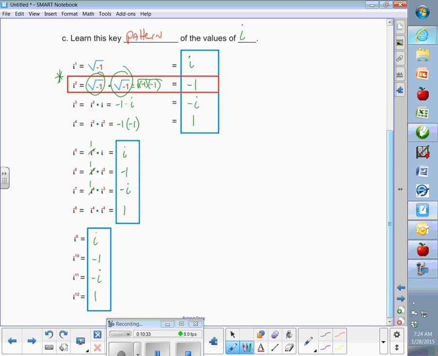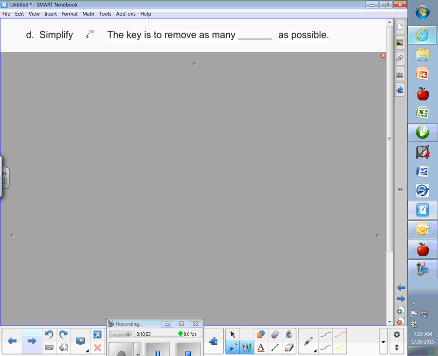I to the 13th, I. I to the 14th, negative 1. I to the 15th, negative I. I to the 16th, 1. I to the 17th, etc., etc. Learn the pattern. It is key. I, negative 1, negative I, 1. Very important. Okay, so at times you can be asked to simplify imaginary numbers.